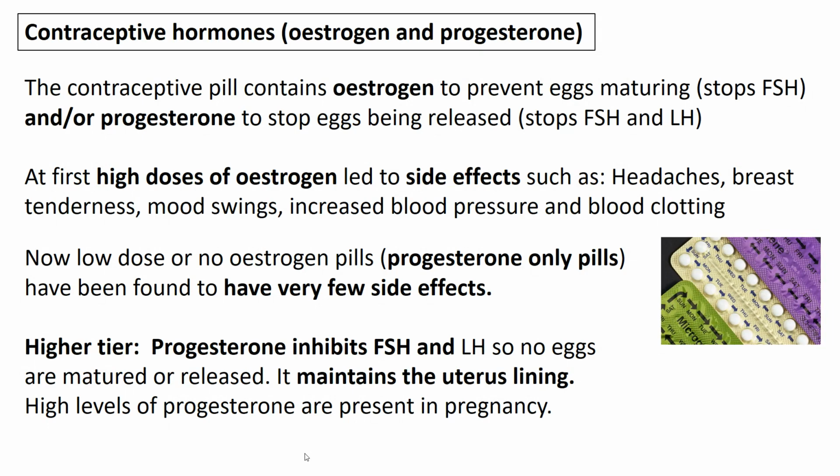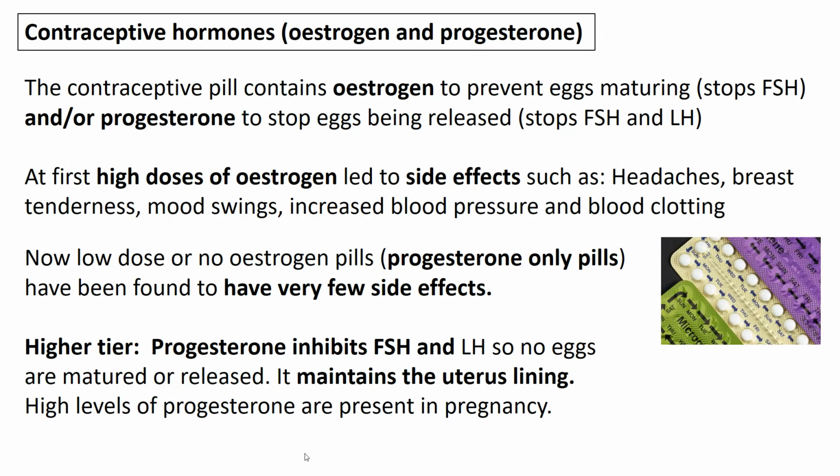Now, when they first used the combined pill, the high doses of estrogen led to side effects like headaches and breast tenderness and mood swings and increased blood pressure and blood clotting, none of which sound very much fun. So they started to use low dose or no estrogen pills, so a progesterone only pill, and they were found to have fewer side effects and to still work effectively.